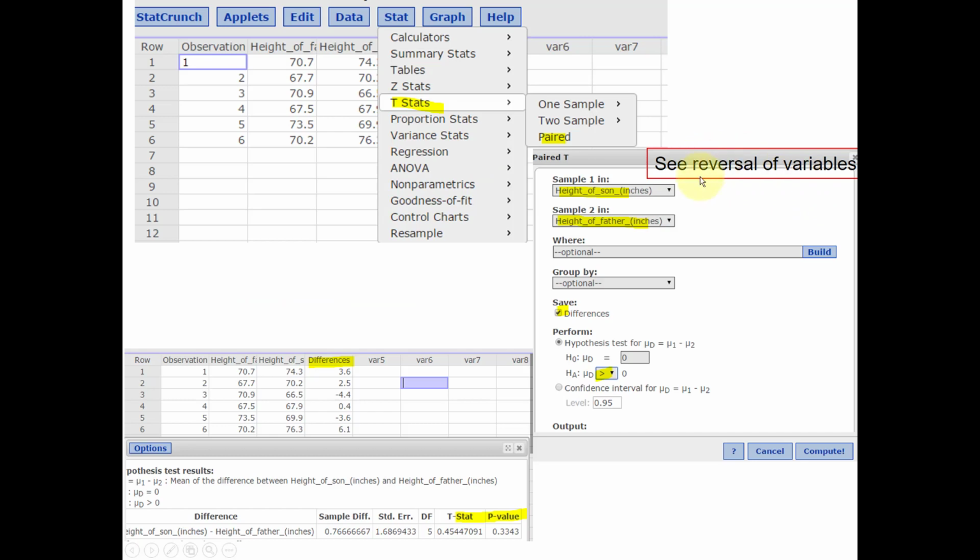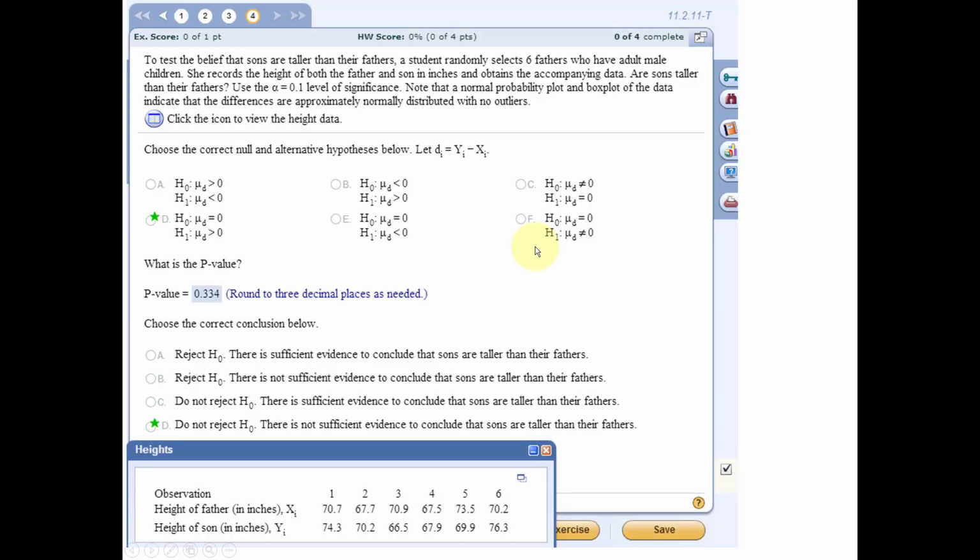See the reversal of variables. In the sample 1, you put the sons. In sample 2, you put the fathers. Let's go back. See how fathers looks like it would be the first and sons looks like it would be the second, but they're telling us no. They want the sons first and the fathers second. Pay attention to those types of details.